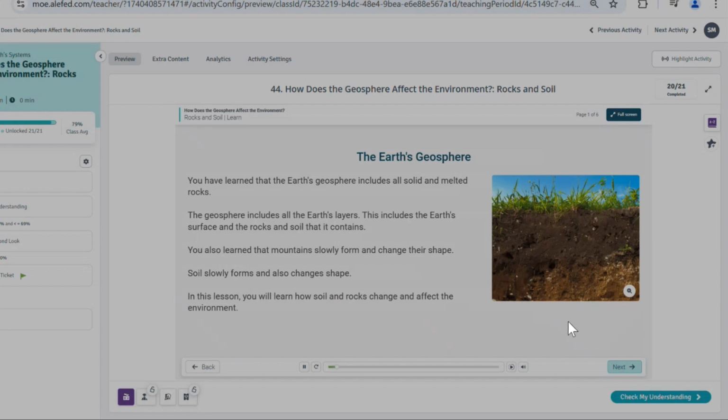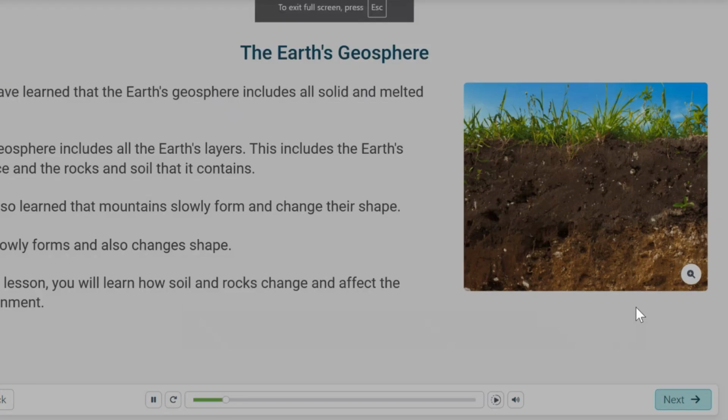You have learned that the Earth's geosphere includes all solid and melted rocks. The geosphere includes all the Earth's layers. This includes the Earth's surface and the rocks and soil that it contains. You also learned that mountains slowly form and change their shape. Soil slowly forms and also changes shape. In this lesson, you will learn how soil and rocks change and affect the environment.